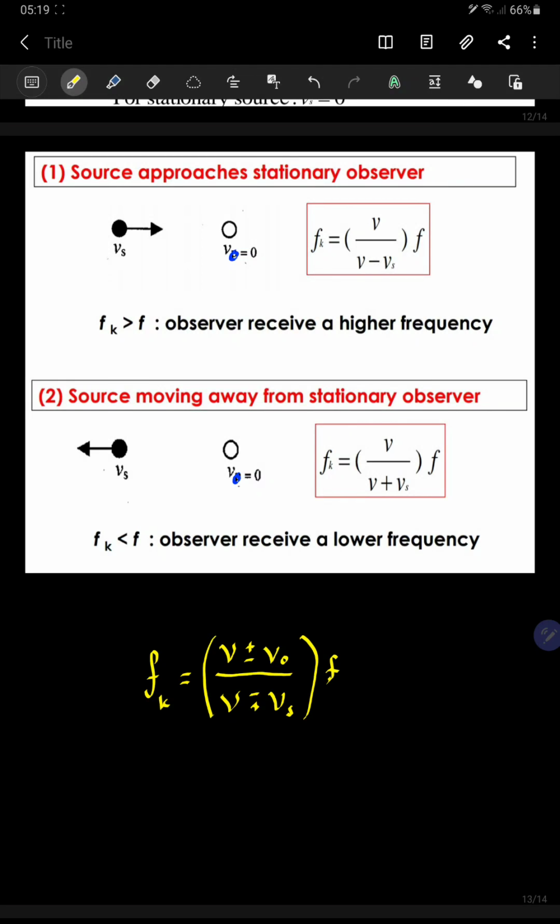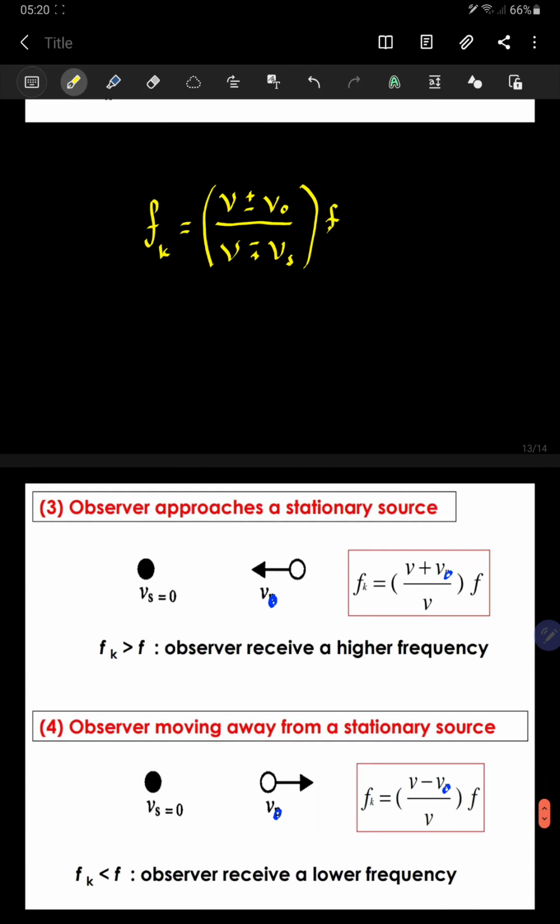Or the source is moving away from the observer here. So the sound received by the observer is weaker, because the source is moving away. So f' is smaller. To get a smaller f' here, the value at the bottom should be larger, because something divided by a larger value gives you a smaller f'. So to make it larger, it just plus. This is the way.